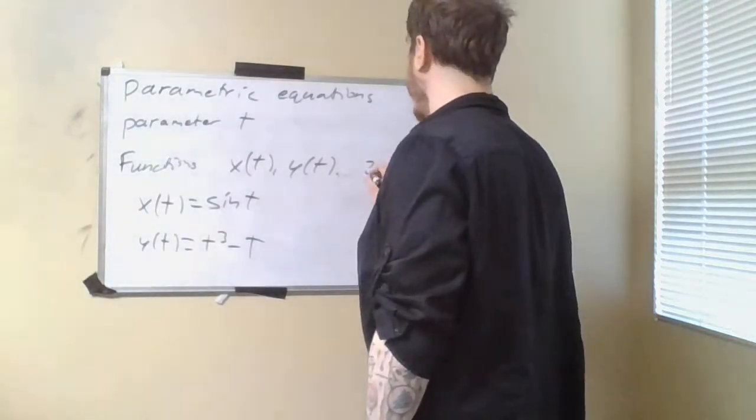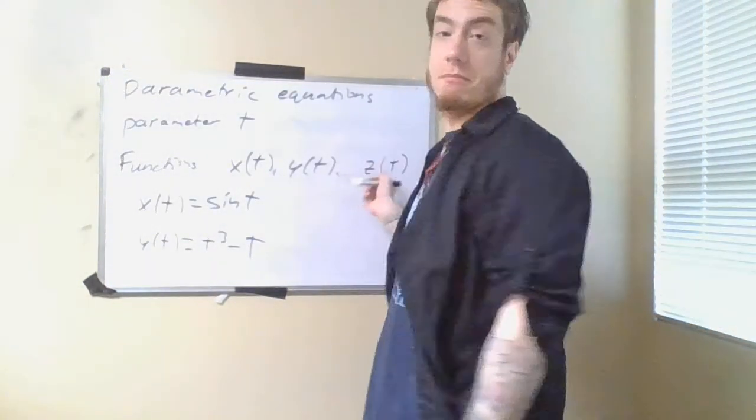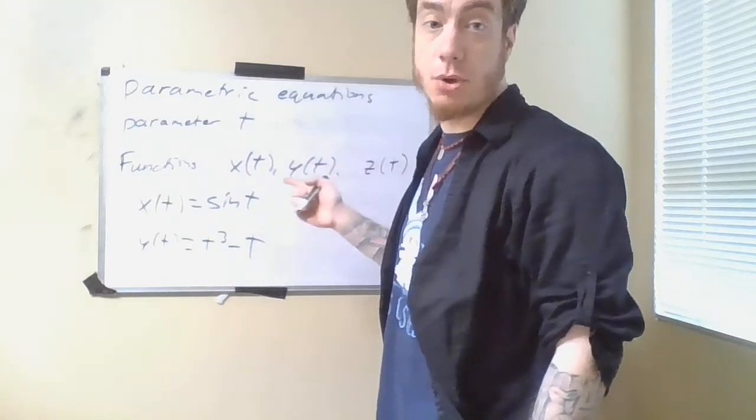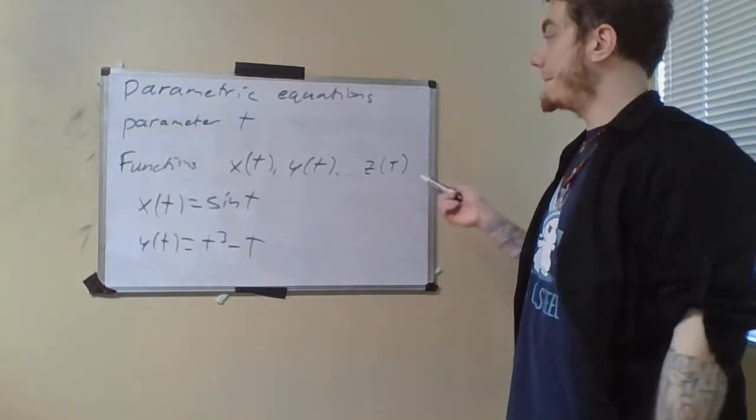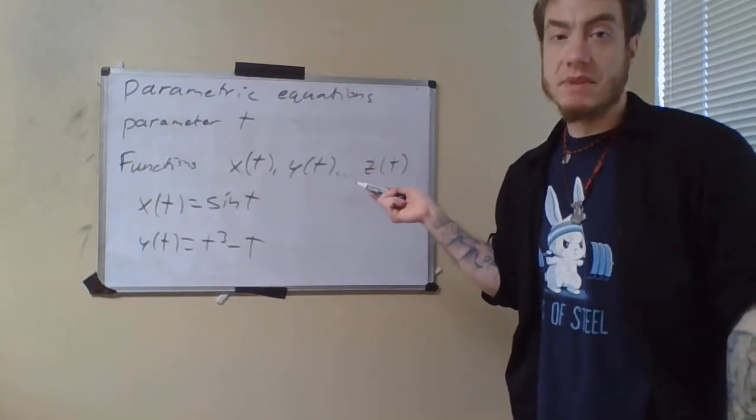Now, observe, of course, we could go on, right? I could have z of t. Maybe I've got more quantities than just two. Maybe I have more than just three. We can do as many as we want, but we're going to start with just two of them and think about it that way.